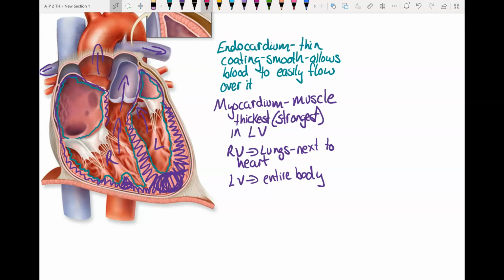Then we'll move on to our next layer, is out here on the surface of the heart. And this is epicardium. So it's just like endocardium. Imagine you have a wall that is painted on both sides. And just like endocardium, it is also smooth and shiny.